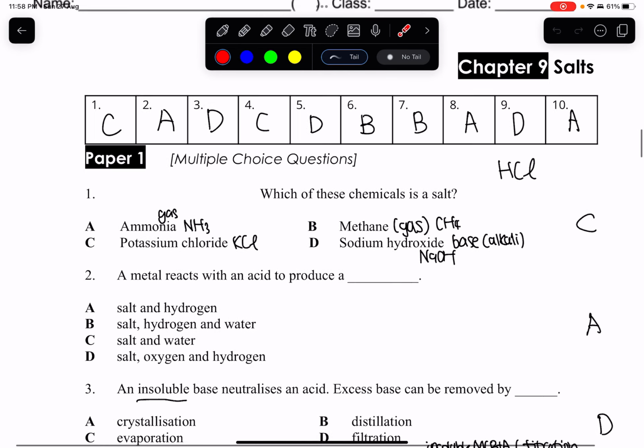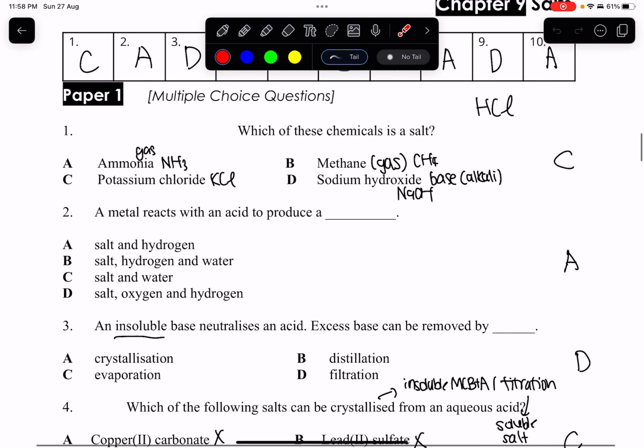Question 1 asks which of these chemicals is a salt. Remember, a salt is just an ionic compound that is formed by replacing the H+ of an acid with a metal or ammonium ion. So only potassium chloride, C, will satisfy that definition. Ammonia, NH3, is a gas. Methane, CH4, is also a gas. And sodium hydroxide is a soluble base or alkali.